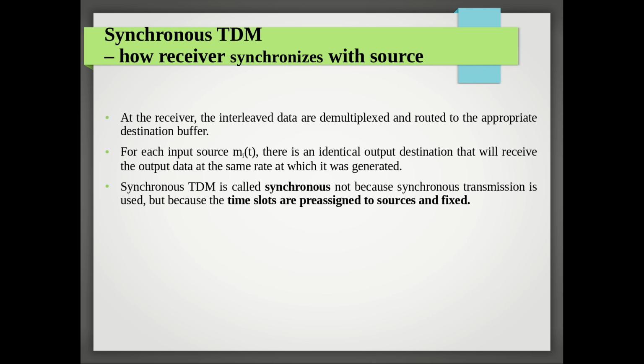Everything we already see. Now the synchronous TDM is called synchronous, not because of synchronous transmission in the sense that the sender and the receiver are synchronized with, say, a common clock. It is not like that. It is mainly because the time slots are pre-assigned to sources and fixed, that we already seen. Slot 1 is for channel 1, slot 2 is for channel 2.